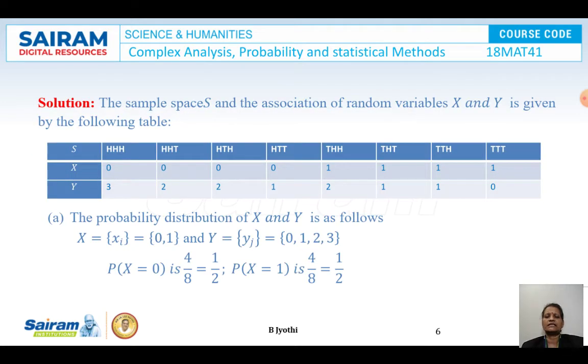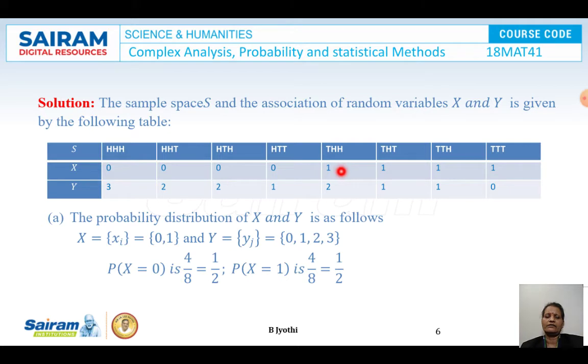Solution. The sample space S and the association of random variables x and y is given by the following table. Here it is H, so here x is 0, and the y value corresponding to that is 3. And here, as the y value represents the number of heads, this is a 1. Next, x value is 0 and y value is 2 because 2 heads are occurring. Here also x value is 0 and y value is 2, and x value is 0, y value is 1 because there is only one head here.